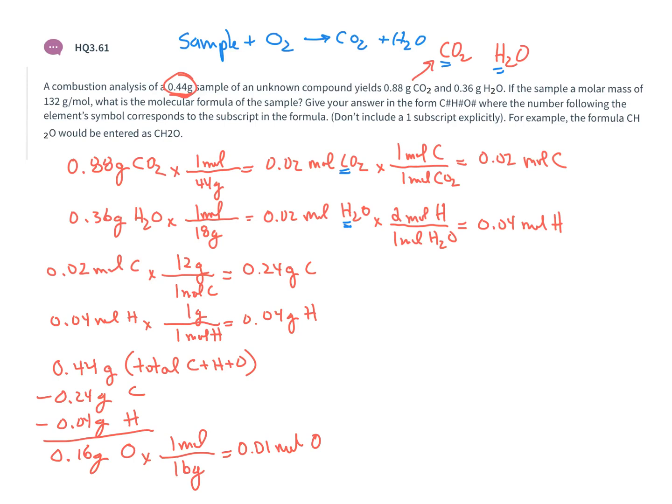Now that I have moles of carbon, hydrogen, and oxygen, I can find the mole ratio. So 0.01 moles of oxygen. To find the mole ratio, I want to divide all by the smallest number. So I'm going to divide all of these by 0.01 because that's the smallest number here, to give me a whole number ratio. So I divide 0.02 by 0.01 to get 2 moles of carbon, 4 moles of hydrogen, and 1 mole of oxygen. So now I have the empirical formula. The empirical formula is C2H4O1.